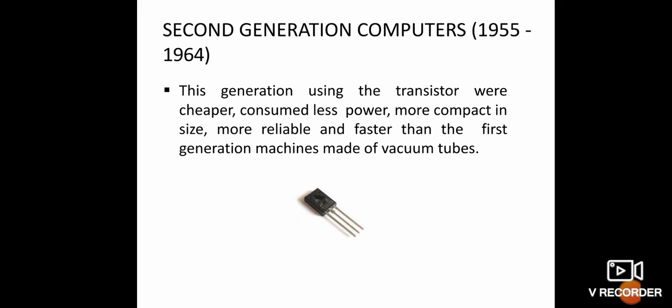Next, the second generation computer. This generation used transistors, and it was cheaper and consumed less power and it was compact in size and it is more reliable and faster than the first generation computer. Now you can see a transistor over here. This is a picture of a transistor.